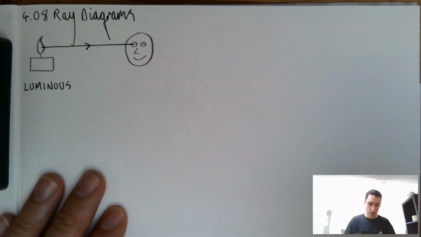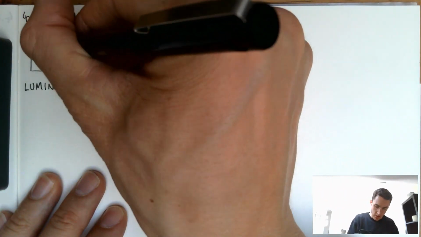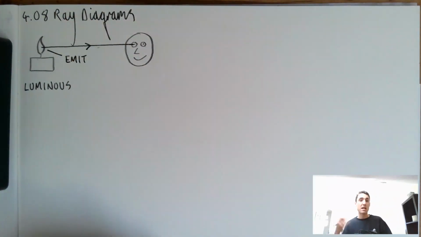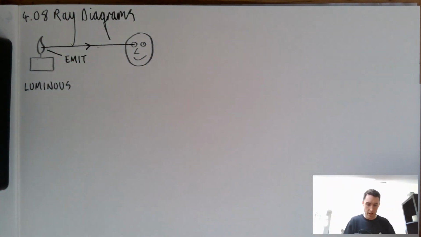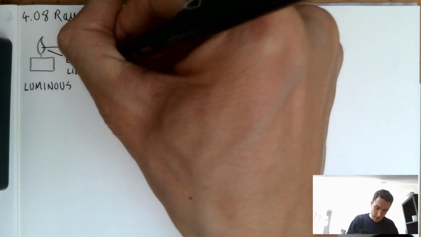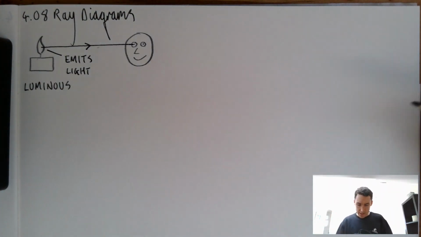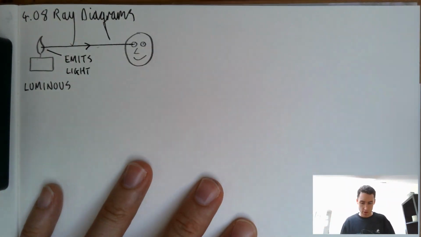And you might say something about the word emits. So you could add something like this: because this is a luminous object, it emits light. We could even put emits light. That may well be a new word to them, so you can just tell them emit means give out. That's absolutely fine. Now, another category of object is non-luminous objects.